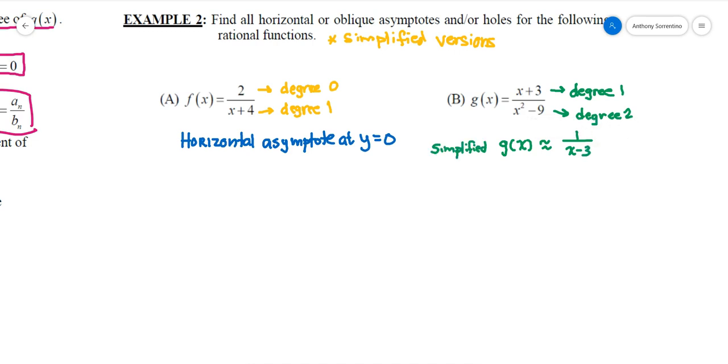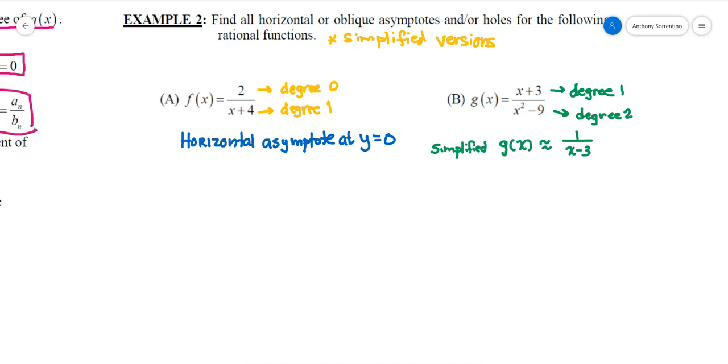I have a 1 on top, and I have something on the bottom that could get really, really big if x is really, really big, which means I'm getting closer to 0. Or it could be really, really, really negative, a large negative value, which means in both cases, the fraction's approaching a value of 0.